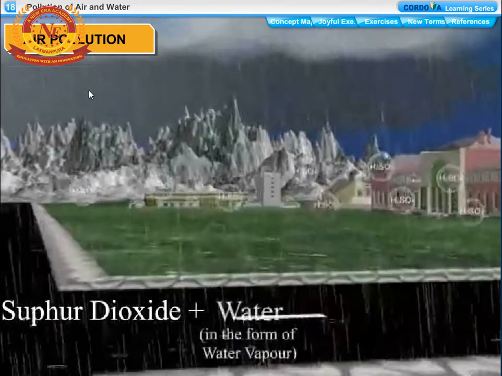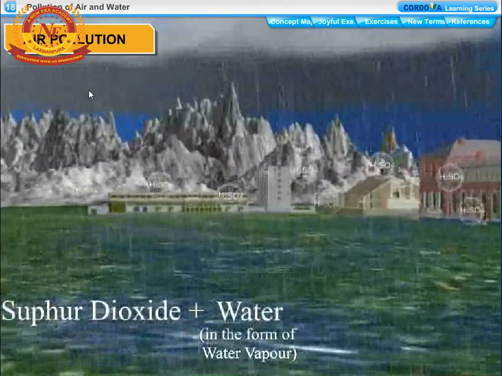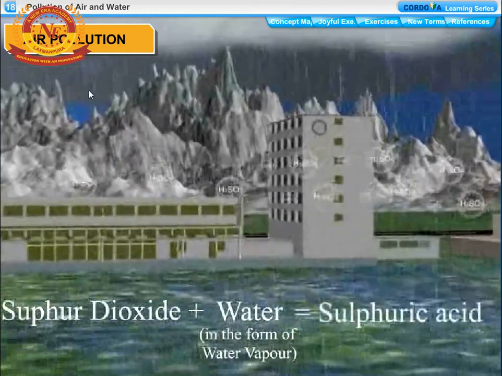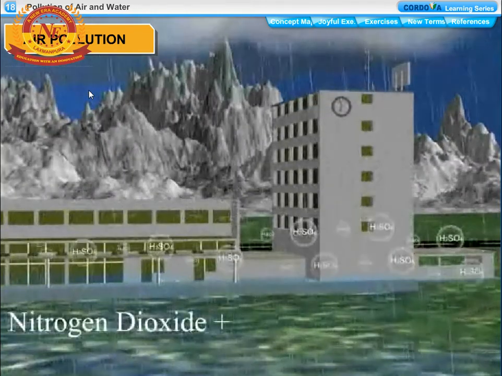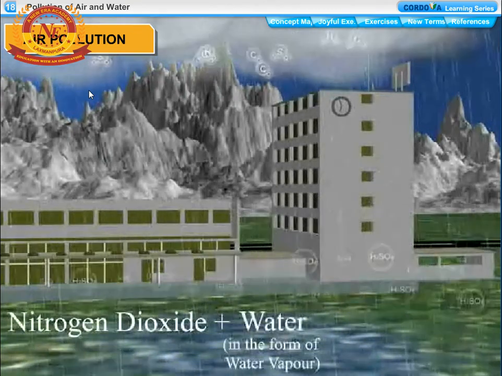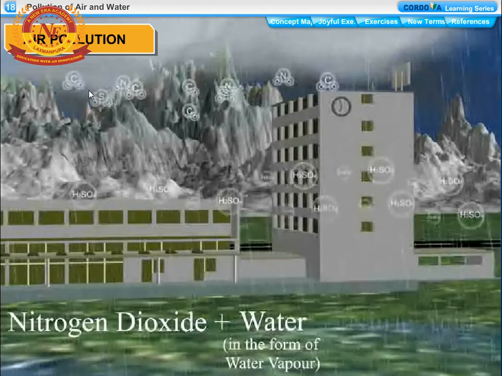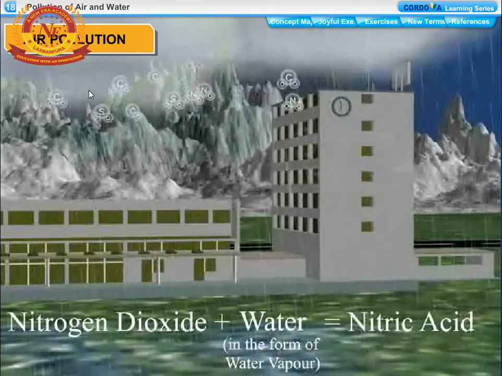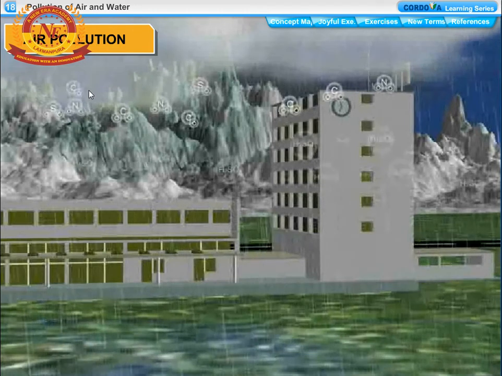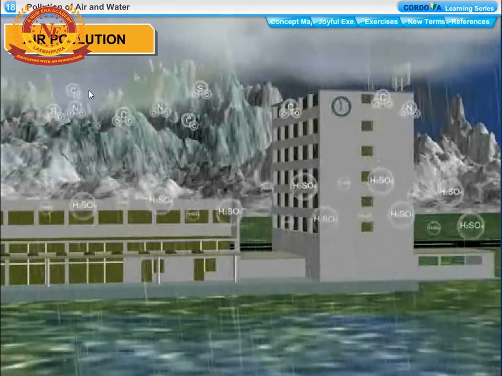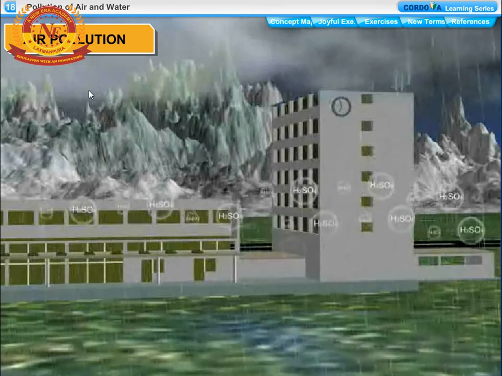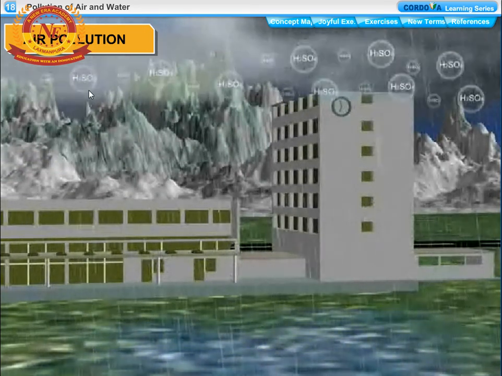Sulfur dioxide plus water in the form of water vapor gives sulfuric acid. Nitrogen dioxide, oxide of nitrogen, plus water in the form of water vapor gives nitric acid. If the rain drops down with these acids, it makes the rain acidic. The rain containing large amount of acid, making it acidic in nature, is called acid rain.